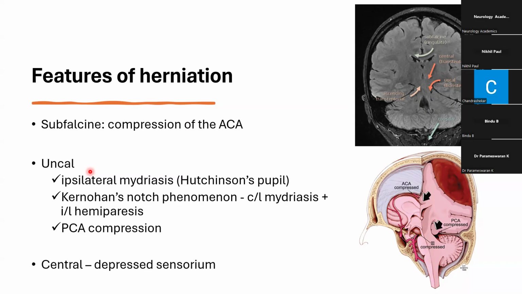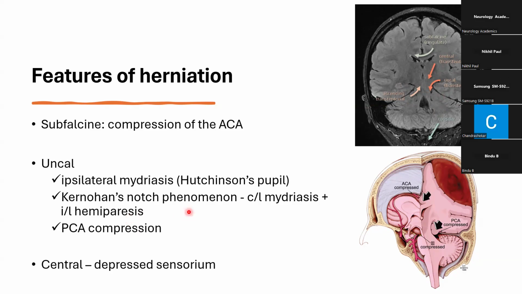So suppose we have a patient who is having some pathology involving the temporal lobe, and suppose it's a young patient, there's not much brain atrophy, they're at maximum risk for having an uncal herniation. So it can have PCA compression. In addition, the third nerve can be compressed on the same side, resulting in ipsilateral mydriasis. And also, when this herniation occurs on one side, the cerebral peduncles on the opposite side can get compressed onto the tentorium, which can result in hemiparesis on the same side of the lesion, which is called Kernohan's notch phenomenon.